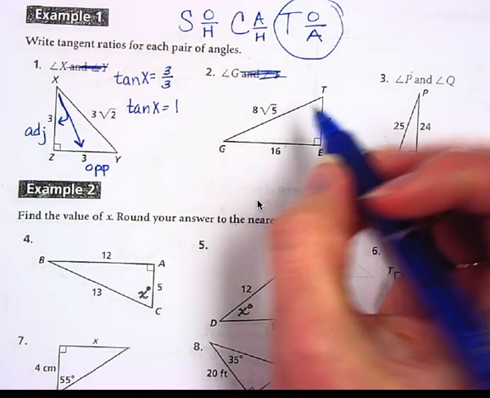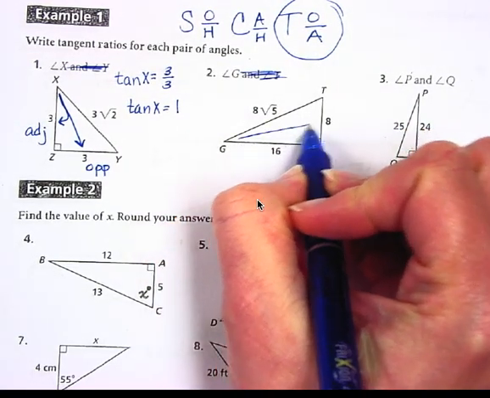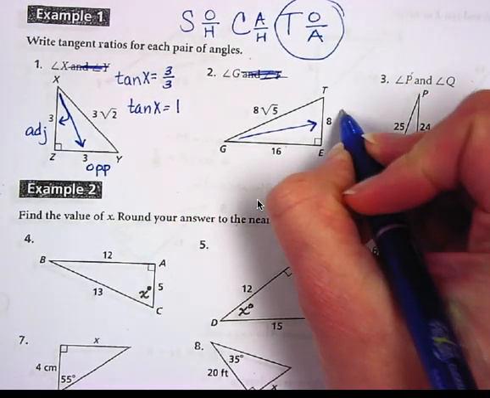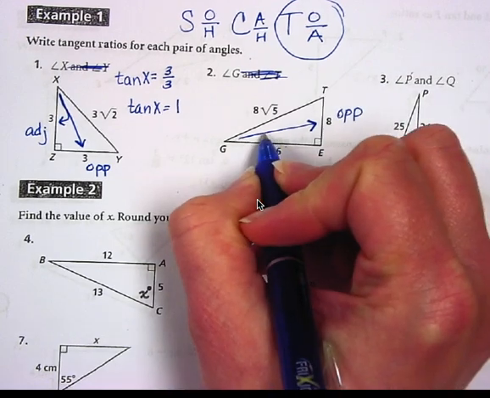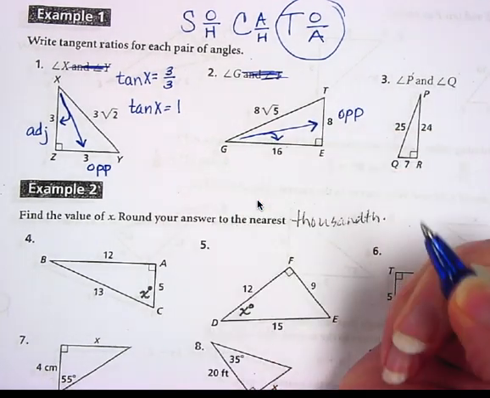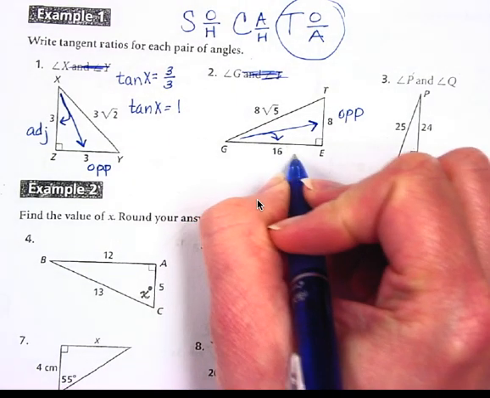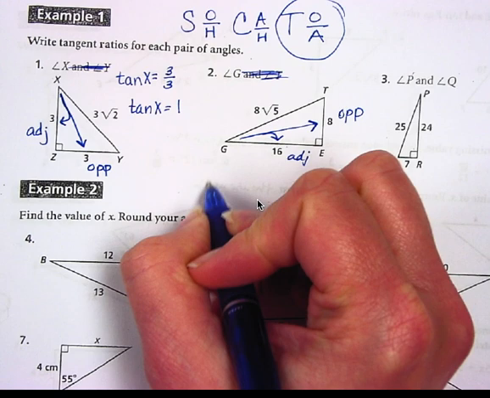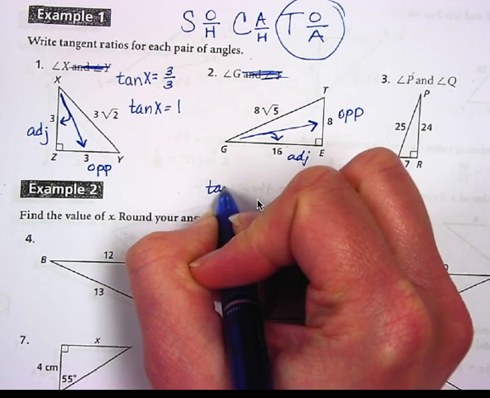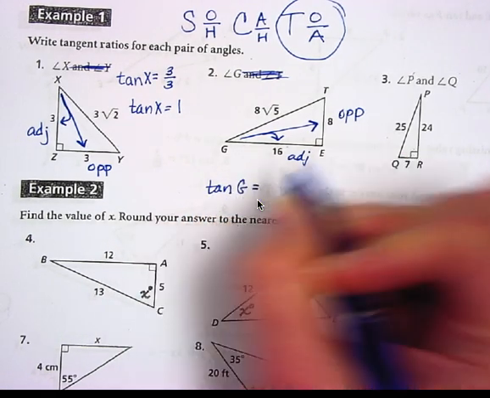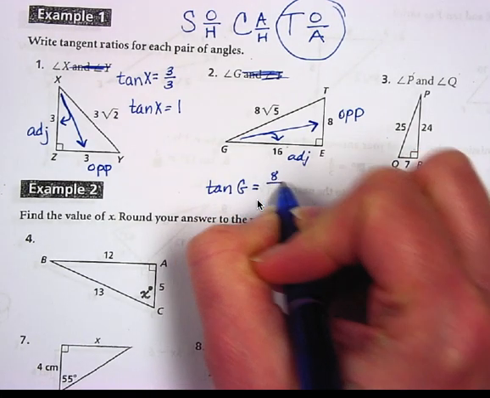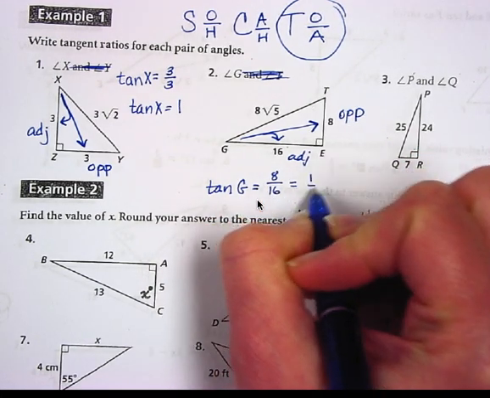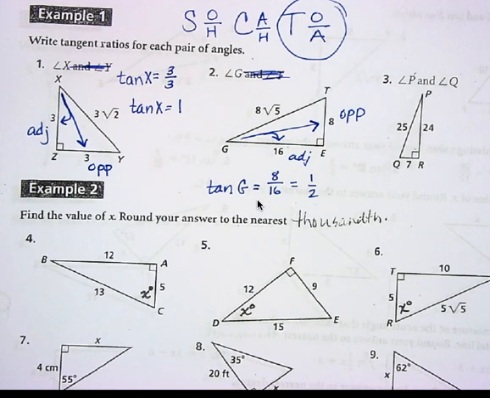So we're just doing G this time. So opposite of angle G is 8, and adjacent to angle G is 16. So tangent of G equals opposite, which is 8, over adjacent, which is 16, or 1/2. Okay.